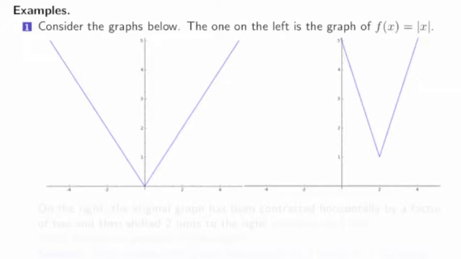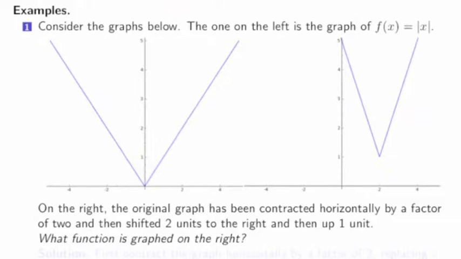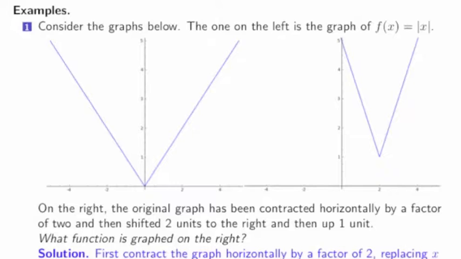Let's look at these two graphs. The one on the left is the graph of the absolute value function. What is the graph for the one on the right? On the right, the original graph of the absolute value function has been contracted horizontally by a factor of 2 and then shifted 2 units to the right, and then up 1 unit. What function then is graphed on the right?